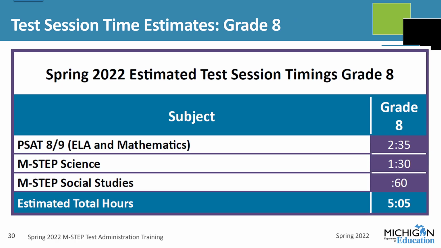These are the grade 8 test time estimates. The MSTEP tests are estimated at 1.5 hours for science and 1 hour for social studies. You can also see the time estimate for PSAT 8-9 is 2 hours and 35 minutes. Remember that M-STEP is not a timed test, so these are estimates, whereas PSAT is a timed test, so make sure you follow the procedures in the PSAT test manuals when administering PSAT 8-9.